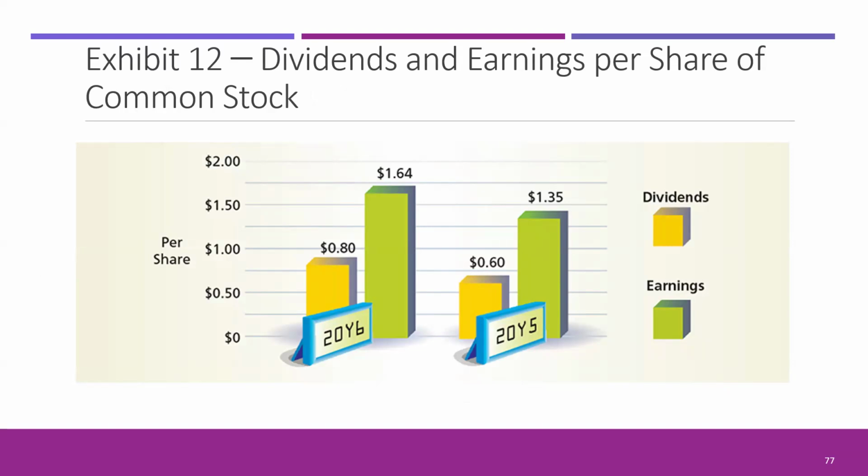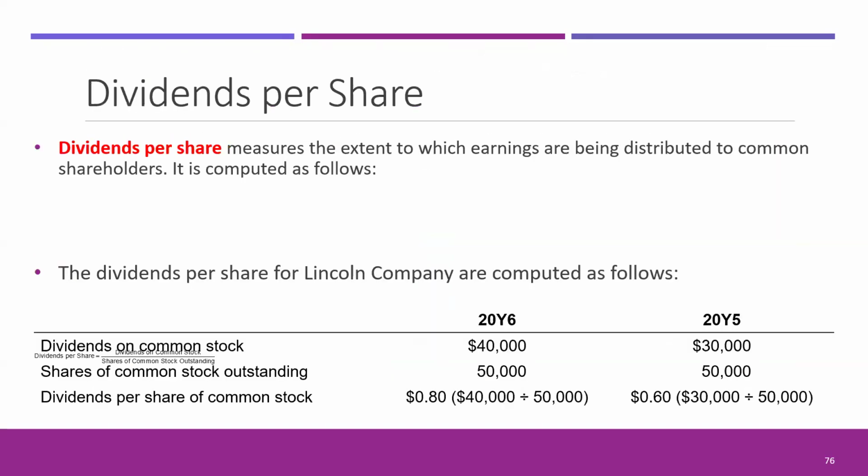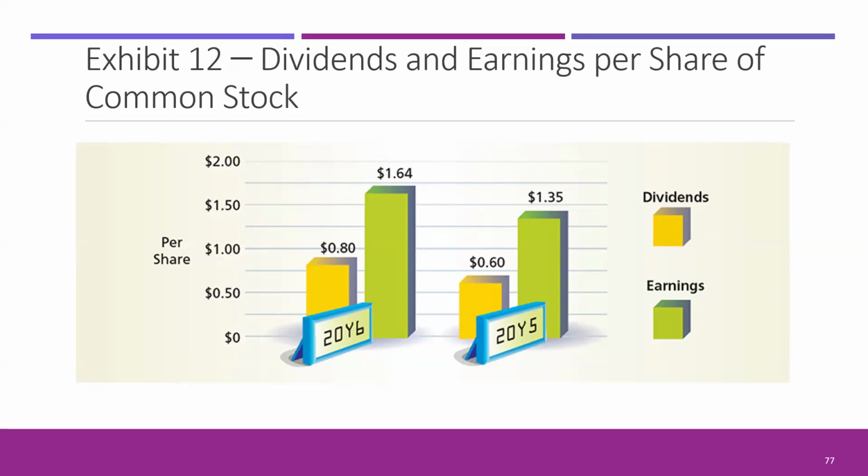This graph includes both earnings per share and dividends per share. So earnings per share is $1.64, and then a payout of 80 cents in dividends. And then before it was $1.35 per share in earnings per share, and then 60 cents in dividends. And this metric isn't on the slides here, but this really demonstrates what's called a payout ratio.